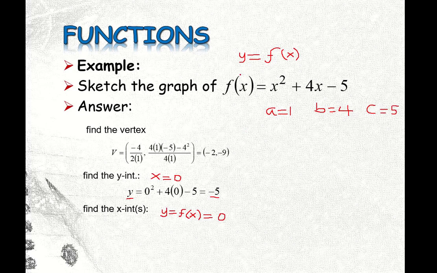So 0, okay? And then you will form a quadratic equation, right? So we have 0 equal to x squared plus 4x minus 5. So you'll have the equation now, x squared plus 4x minus 5, and it's equated to 0.